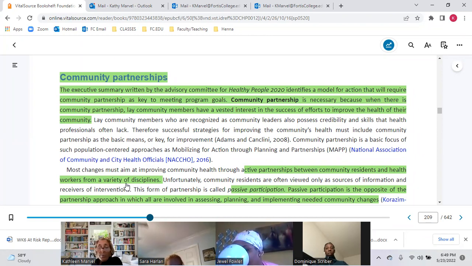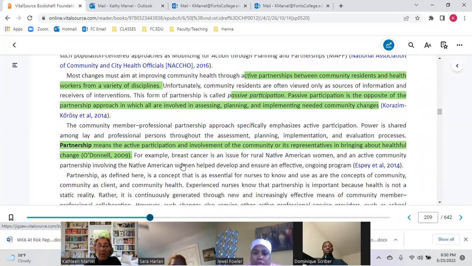And a passive would be kind of doing things behind the scenes, right? Where you have groups that are assessing, planning, and implementing needed community changes, right? So your task force, your groups. Then your active participants are in there doing things daily for the community, for the benefit of the community. So those are your two differences. Okay.